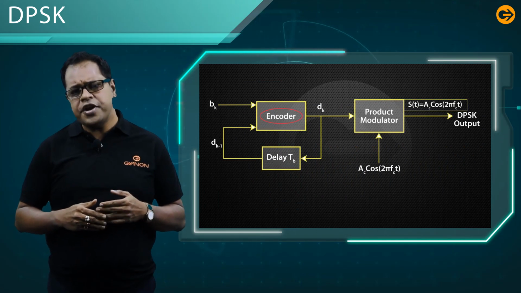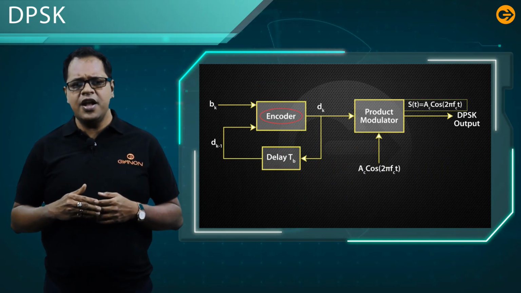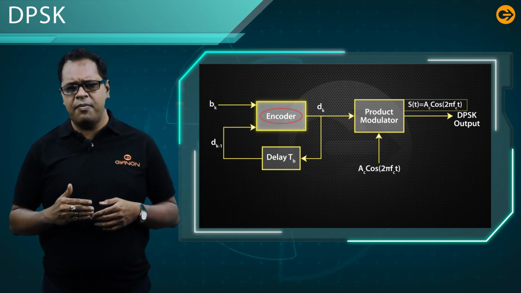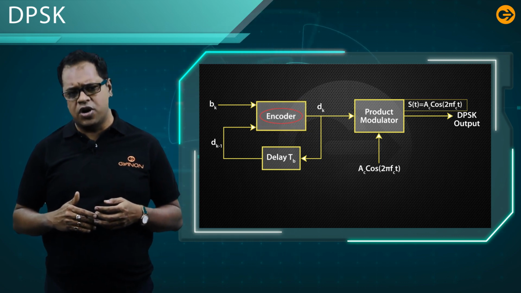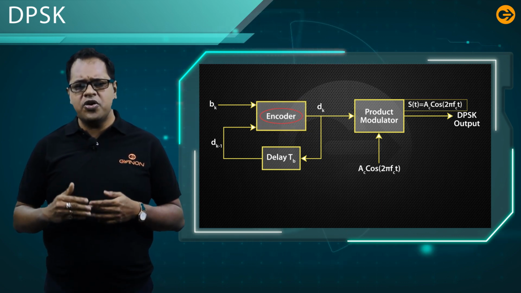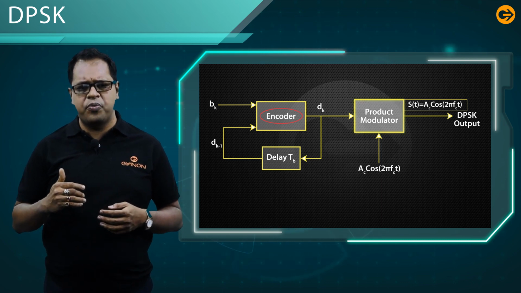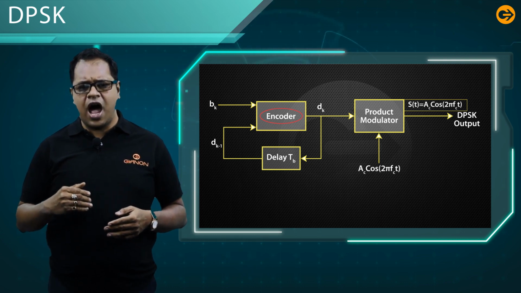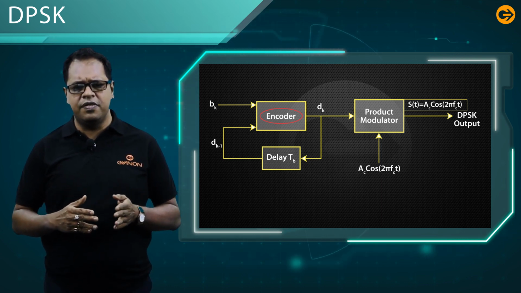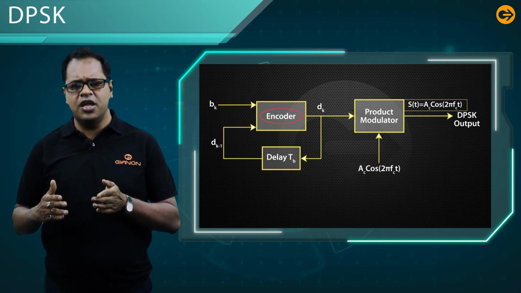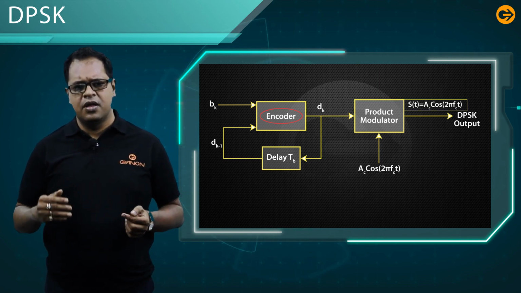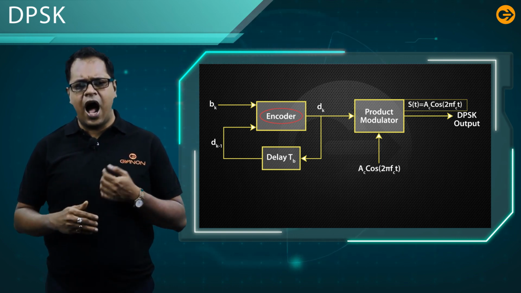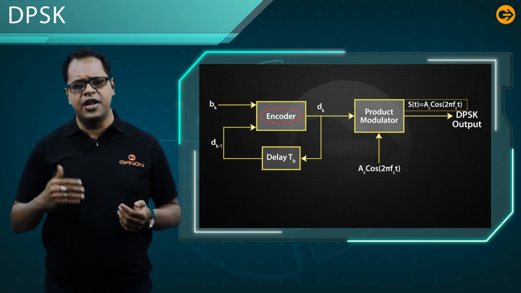Now let us discuss the modulator of the DPSK. The serial data input Bk and delayed output data of the encoder Bk-1 is applied to the input of the encoder. The output of the encoder is applied to one of the inputs of the product modulator. To the other input of this product modulator, a sinusoidal carrier of fixed amplitude and frequency, Ac cos omega ct, is applied. Then what is the signal? It is Ac cos 2 pi fct. The output is simply DPSK data.